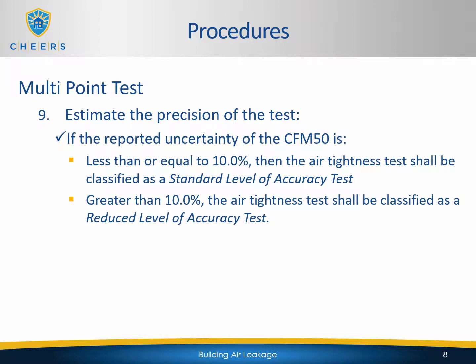If the reported uncertainty of the CFM50 is less than or equal to 10%, then the air tightness test shall be classified as a standard level of accuracy. If it's greater than 10%, the air tightness test shall be classified as a reduced level of accuracy.